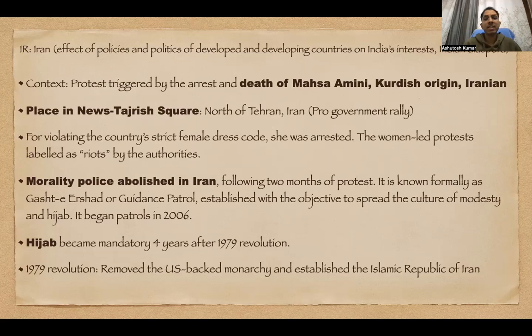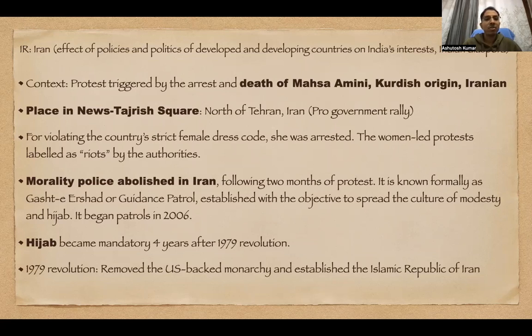Protests were triggered by the arrest and death of Mahsa Amini, who was 22 years old and an Iranian woman of Kurdish origin. She was arrested for violating the country's strict female dress code, and right now Iran is ruled by an ultra-conservative individual. After 3 days of arrest, she died there, and the protest erupted. And this was a women-led protest, which was labeled by the authorities as riots.